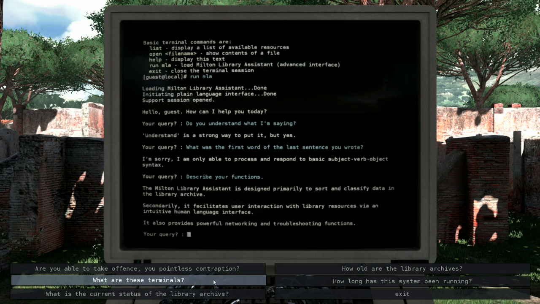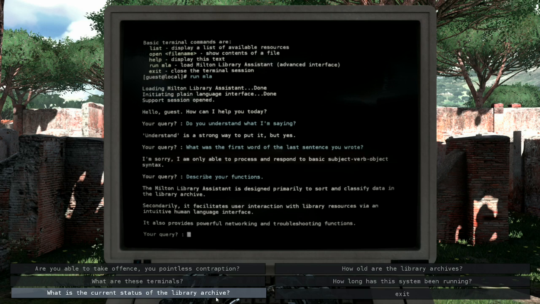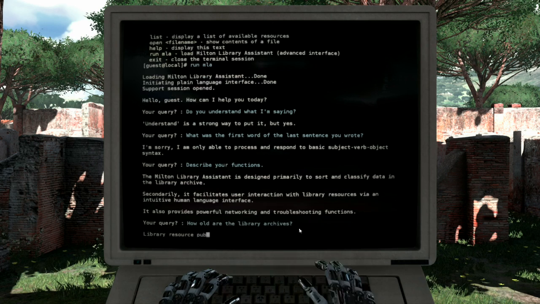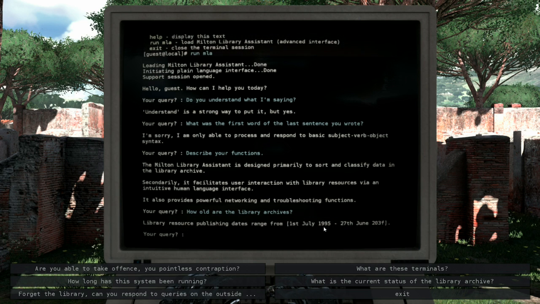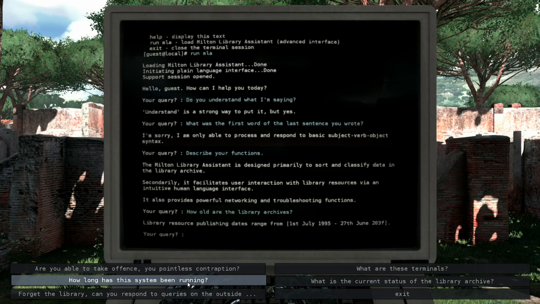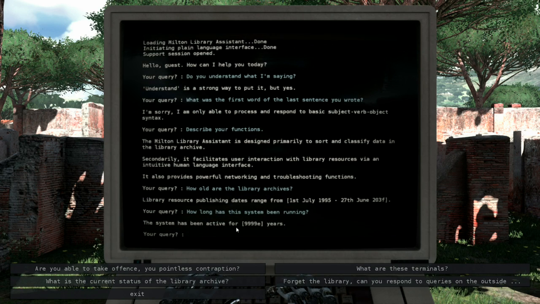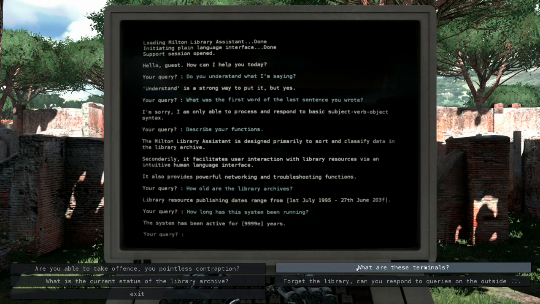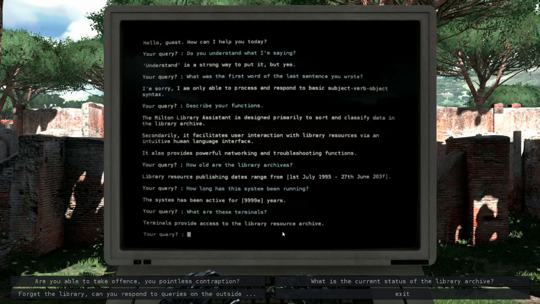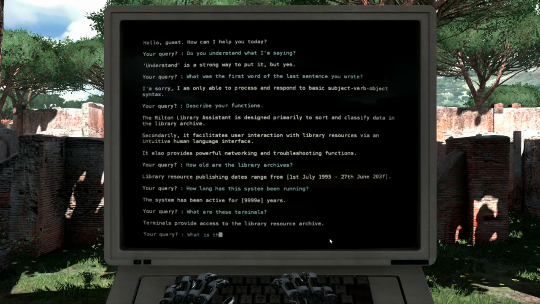How old are the library archives? What are these terminals? How long has this system been running? What's the current status of the library archive? How old are they? Data 203F? Well, 203F, is that in, like, hex? So, times 16? I don't know. Are you able to take offense? How long has the system been running? What is the current status? For many years. Okay. What are these terminals? What is the current status?